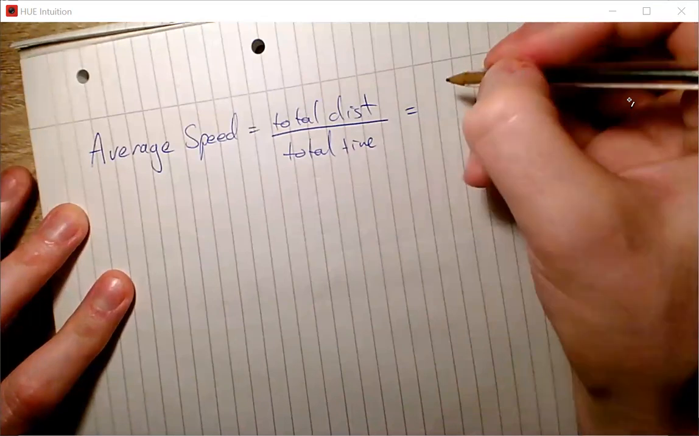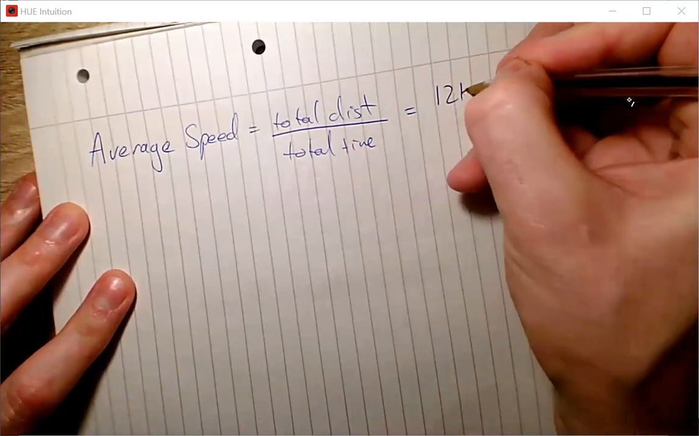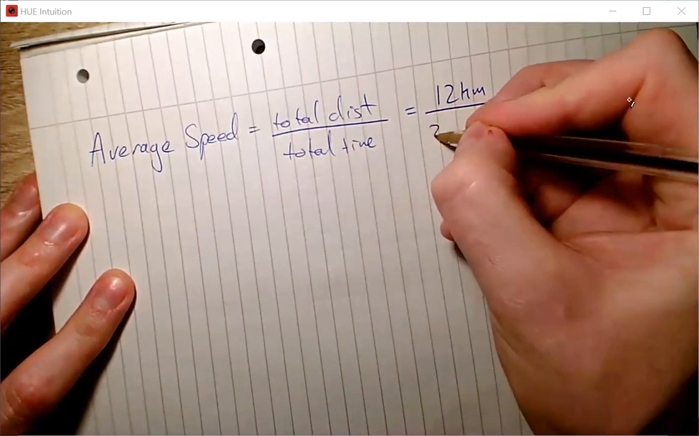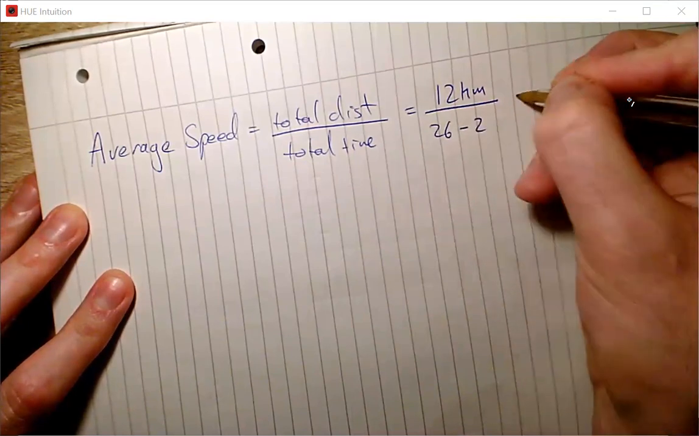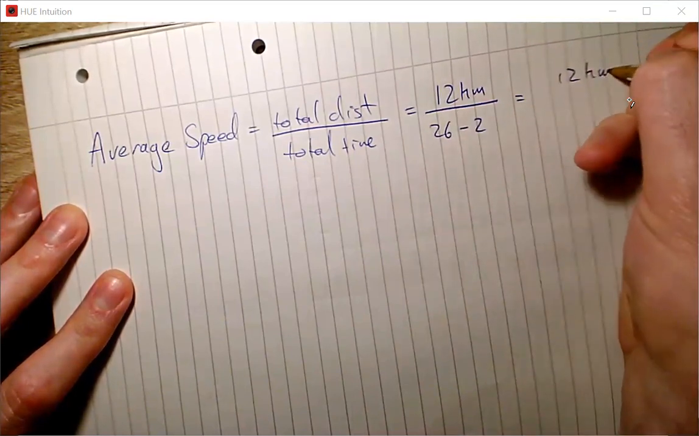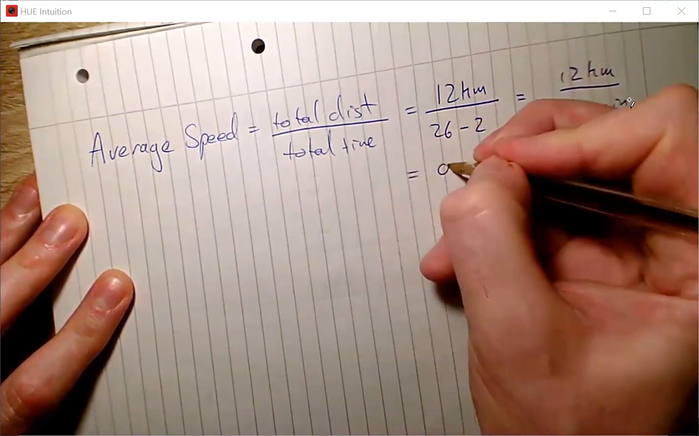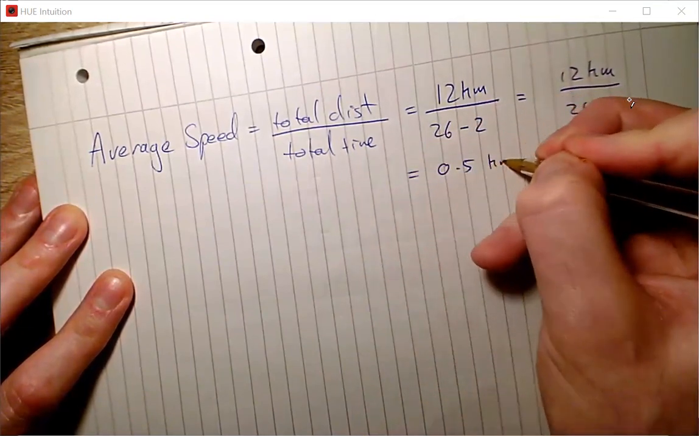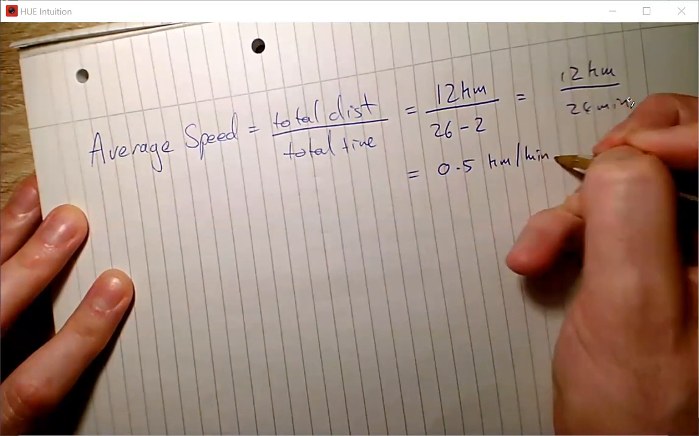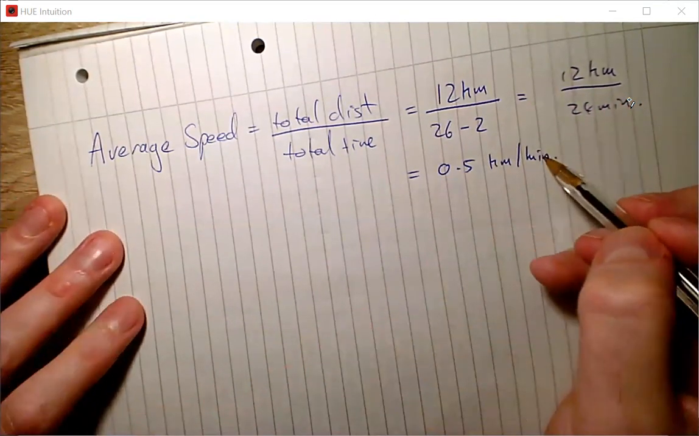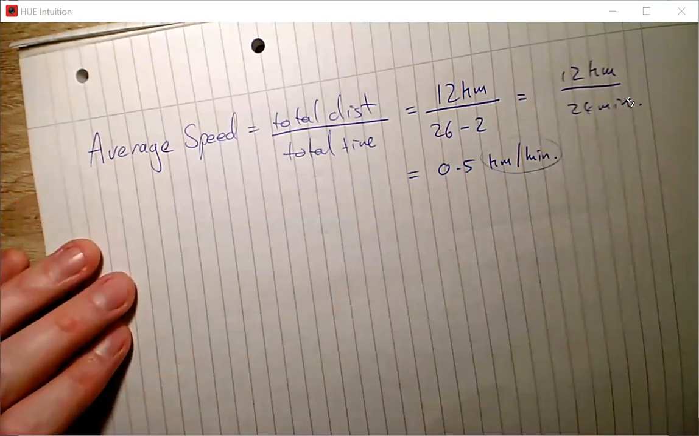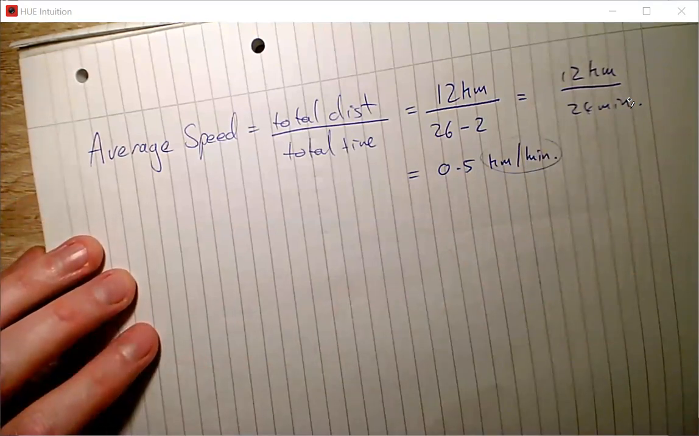And for us there, that was 12 kilometers. Now, 26 minutes to work minus the 2-minute break, so that's 12 kilometers over 24 minutes. And that's an average speed of 0.5 kilometers per minute. And that's an appropriate unit, kilometers per minute, to use for speed, or you could use kilometers per hour if you wanted to convert.